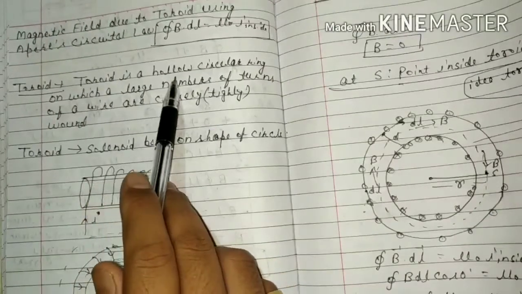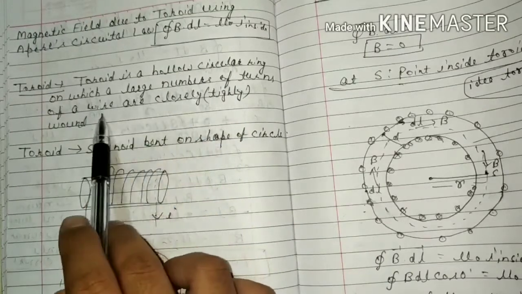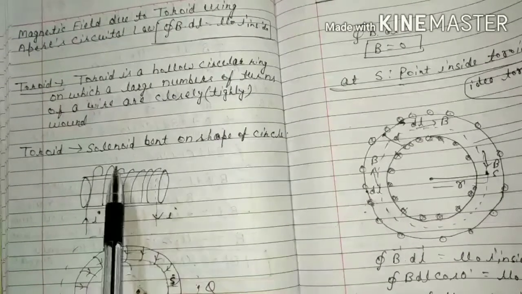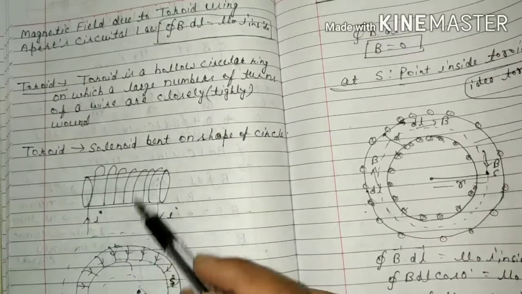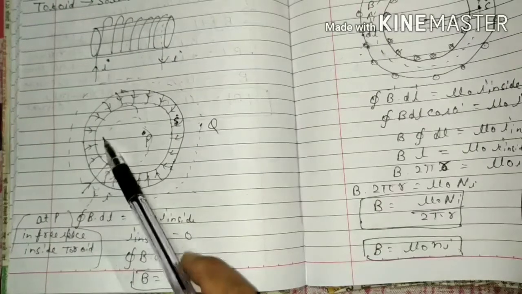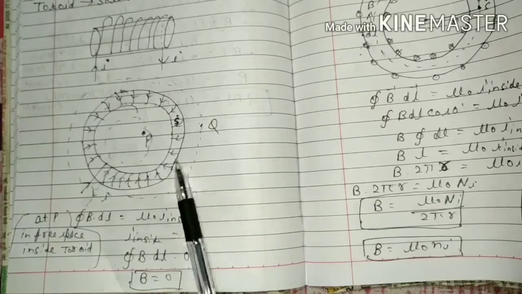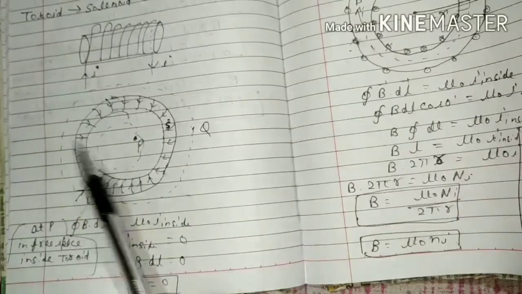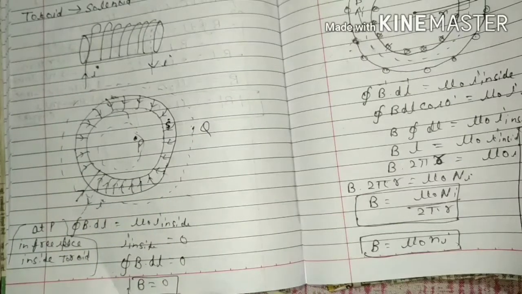A toroid is a hollow circular ring on which a large number of turns of a wire are closely or tightly wound. Or we can say a toroid is a solenoid bent in the shape of a circle. This is a solenoid, and in a toroid the turns of wire are in the shape of a circle. So this is our toroid. We want to find the magnetic field due to the toroid.